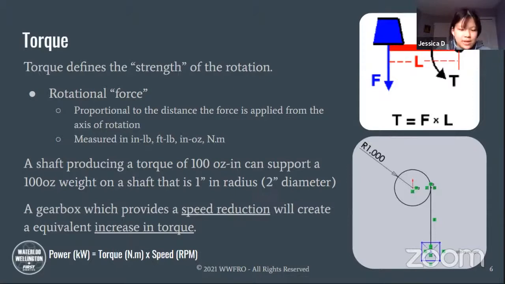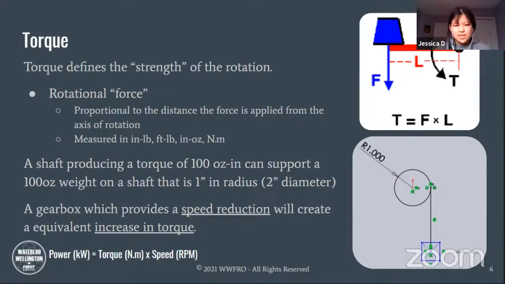Also note that a gearbox which provides a speed reduction, remember when I talked about the ratio of the teeth on each gear? A gearbox that has a speed reduction, different gears with different numbers of teeth on each, will create an equivalent increase in torque. So if you're reducing the speed, then torque is going to increase. Vice versa, if the speed is being increased, the torque will have to decrease.